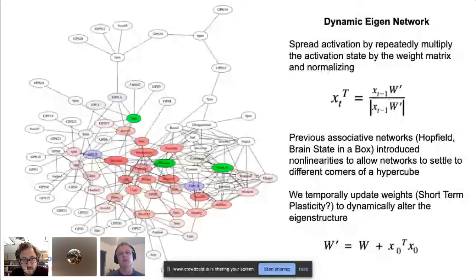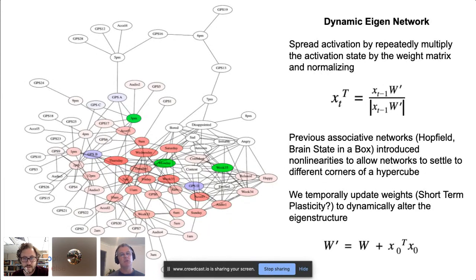Now, it's well known, though, that if you do that, what you end up with is the primary eigenvector of the memory network, or the matrix, regardless of what input you put in. And so that's kind of a problem. A memory system that can only ever produce one response is not particularly useful. And this is well known, and so in the 1960s and 70s, Hopfield and Anderson introduced nonlinearities into these kinds of systems in order to have the state of the system go to one of the corners of a hypercube, and in this way allow it to produce more than one response.